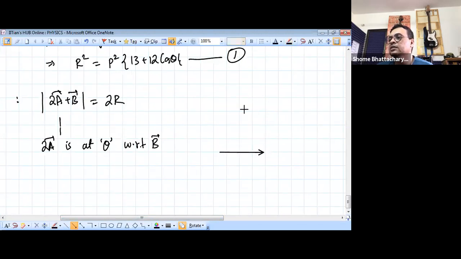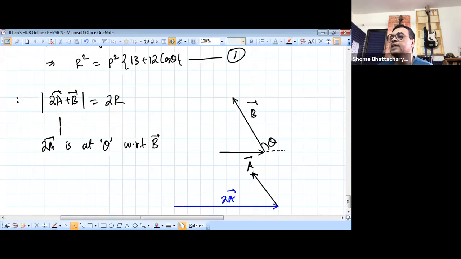So if this is vector A and this is vector B, and the angle between them is theta like this. Now you take double of the vector A, so that will become a vector like this, double of this, but it's in the same direction as A. So now when you draw B in comparison to it, it will have the same angle theta with respect to it. So it makes no difference to the angle, it just makes a difference to the magnitude.